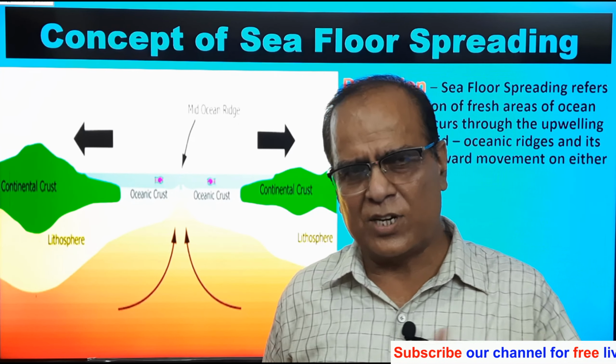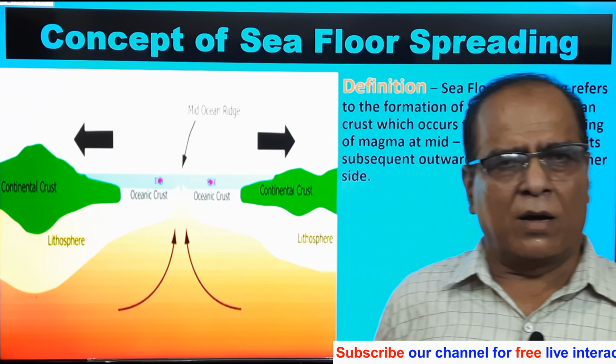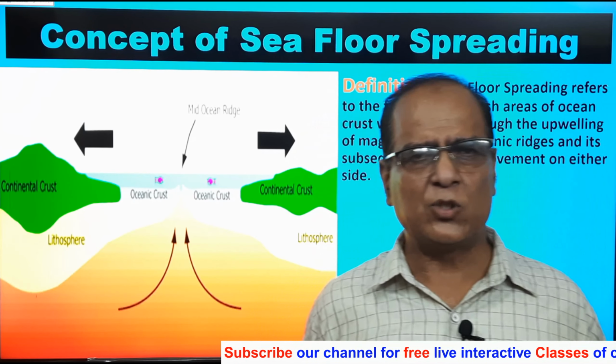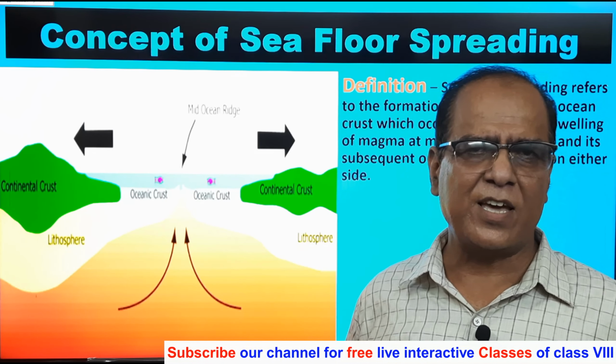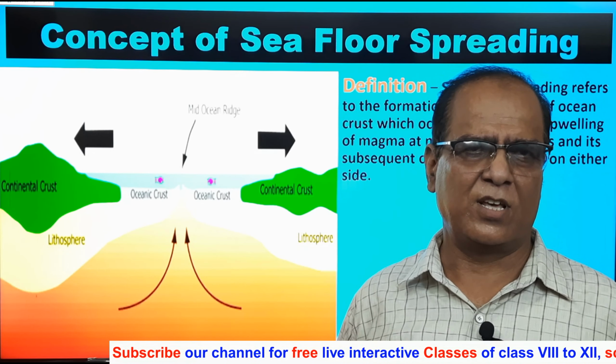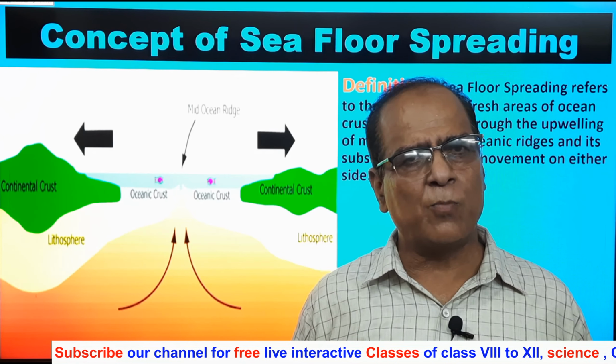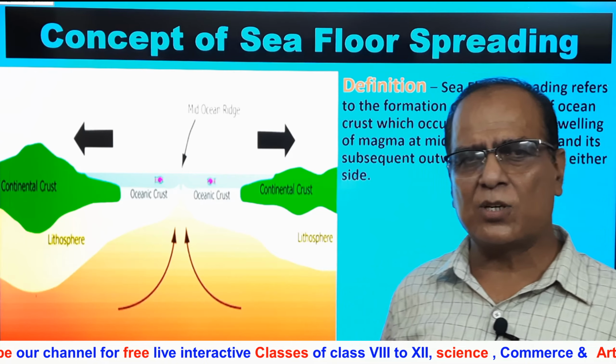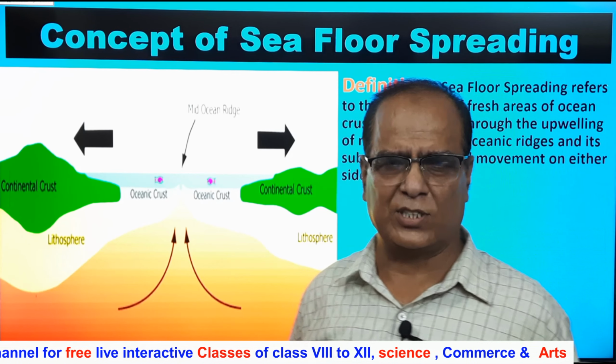Let's understand the topic. Seafloor spreading refers to the formation of fresh areas of ocean crust, which occurs through the upwelling of magma at mid-oceanic ridges and its subsequent outward movement on either side.